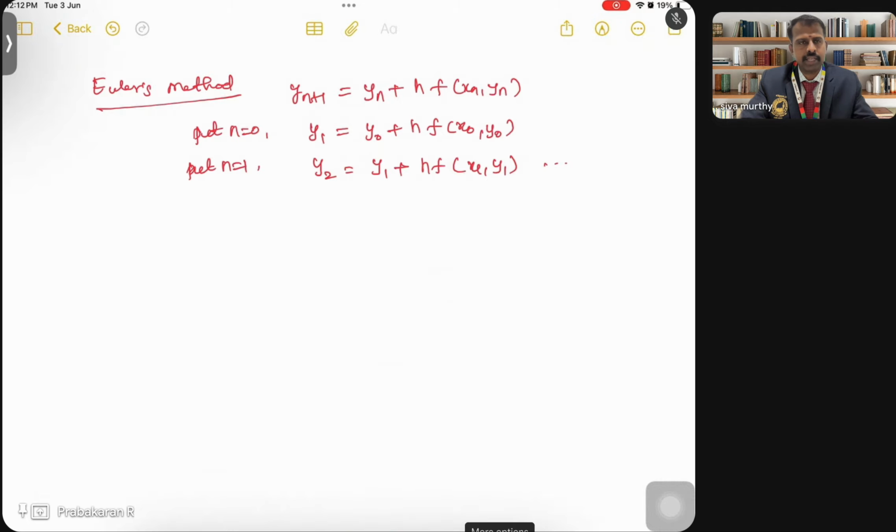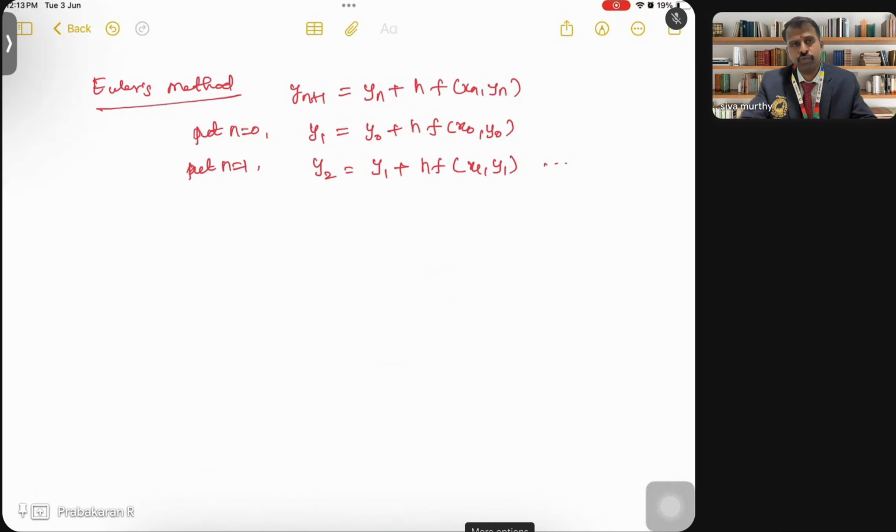For example, put n equal to 0, we get y1. Put n equal to 1, we get y2. Put n equal to 2, we get y3, like that. So if they ask to find y(0.1), y(0.2), y(0.3), you have to substitute here, put n equal to 0, n equal to 1 and n equal to 2.